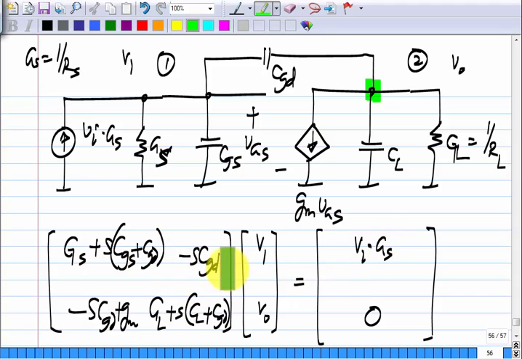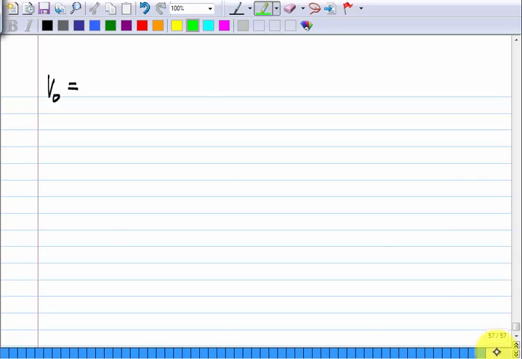It's the ratio of determinants. The determinant in the numerator is this with the source vector replacing the second column for V0. For V1 it will be the first one. Okay. And so it will be the ratio of some determinant by the determinant of the admittance matrix. Okay. So please evaluate this.